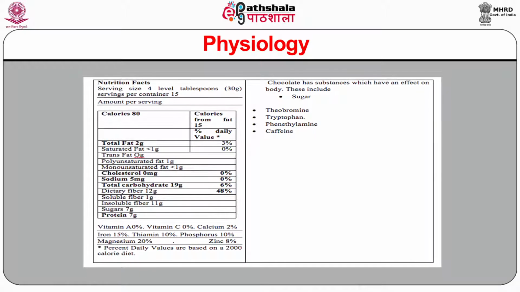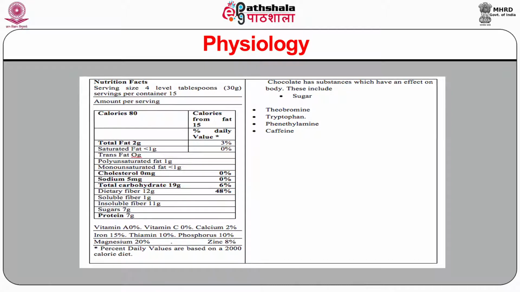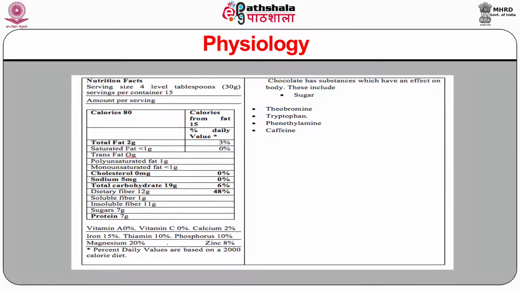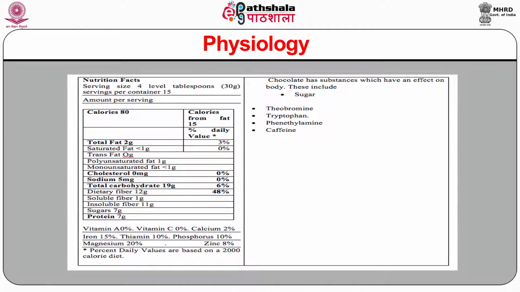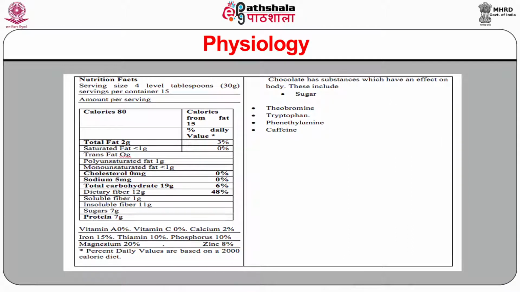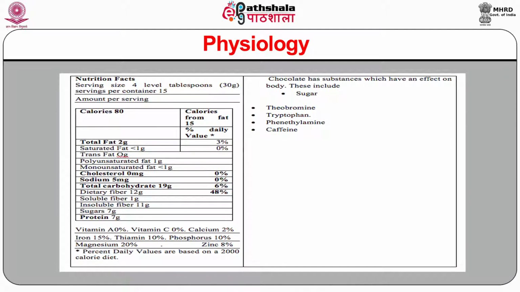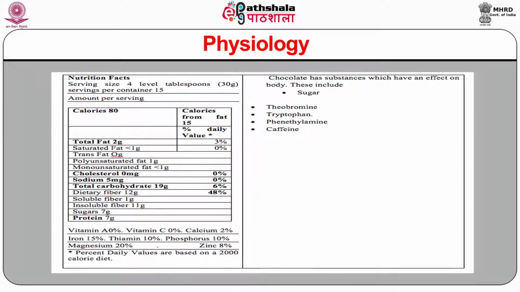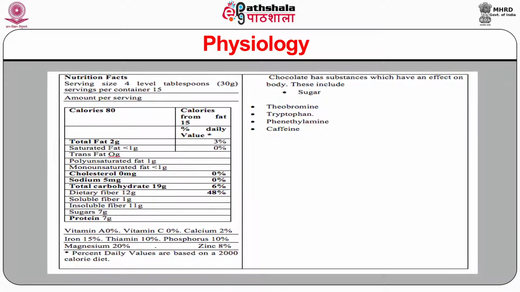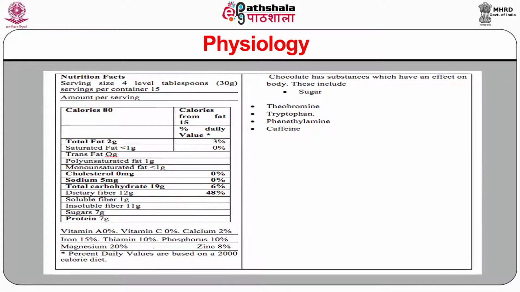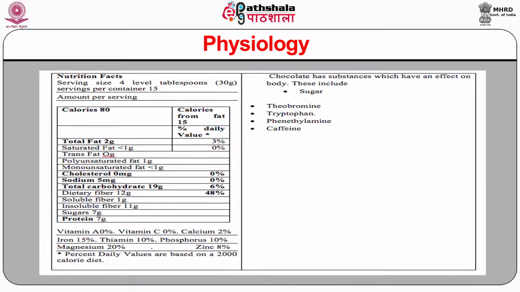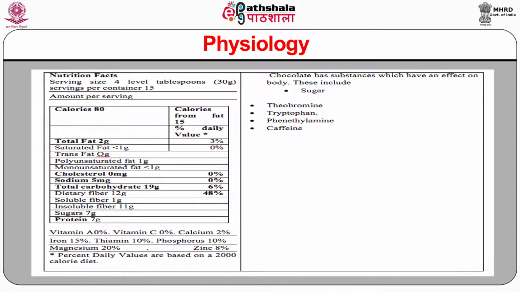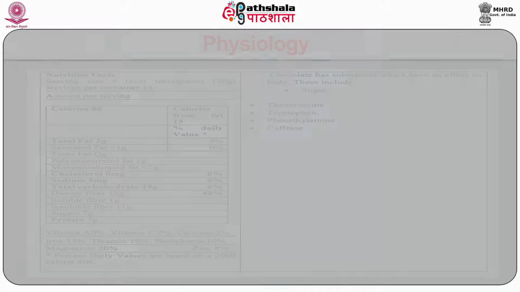Soluble fiber 1 gram. Insoluble fiber 11 gram. Sugars 7 gram. Protein 7 gram. Vitamin A 0%. Vitamin C 0%. Calcium 2%. Iron 15%. Thiamine 10%. Phosphorus 10%. Magnesium 20%. Zinc 8%. Percent daily values are based on 2000 calorie diet. Chocolate has substances which have an effect on body. These include sugar, theobromine, tryptophan, phenethylamine, caffeine.